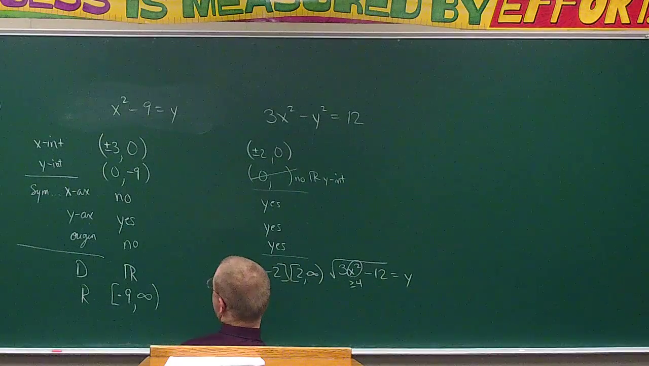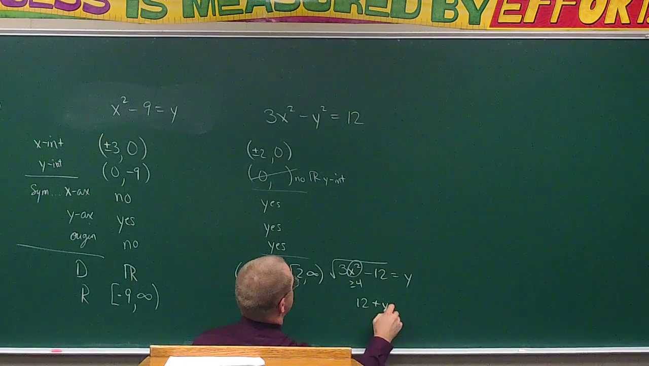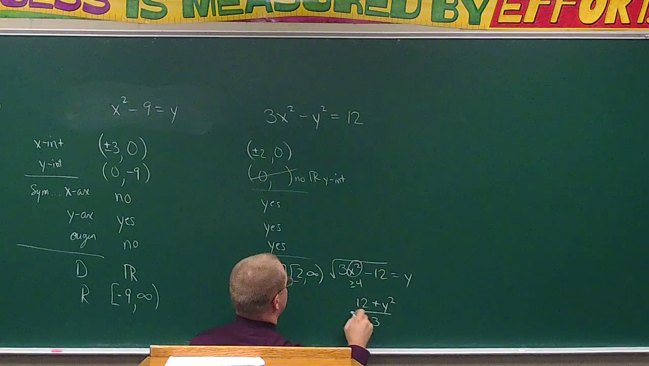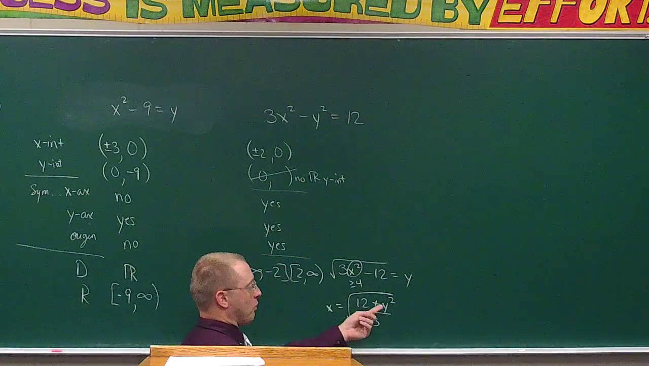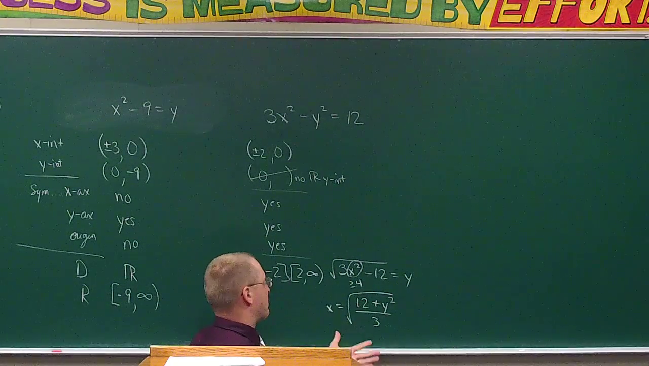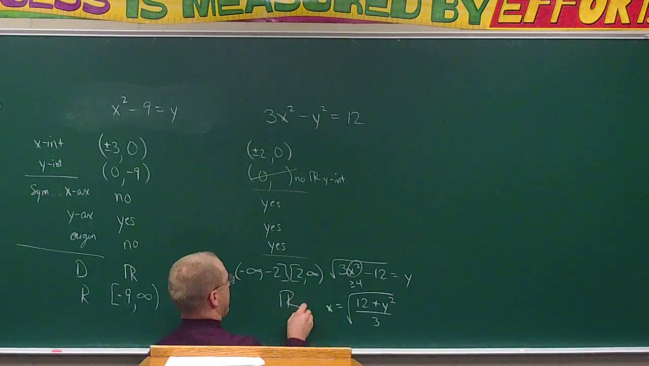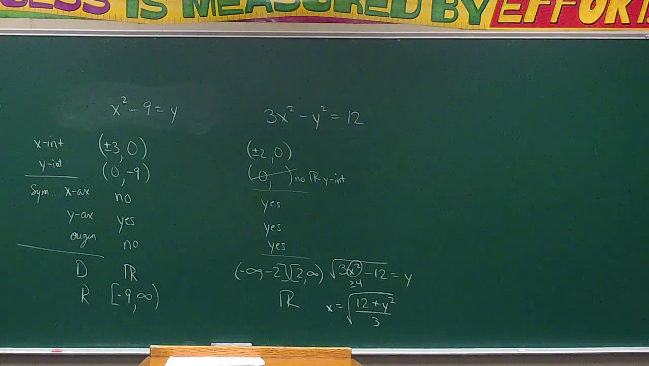And then for the range, I'm going to kick out the y squared as a positive, divide by 3, take the square root. Well, here, no matter what I plug in for y, it's going to be positive because I'm squaring it. Added to 12, it's going to be more positive. Divided by 3, it's still positive. So that's going to be all real numbers on that one there. All right, good to go on that.